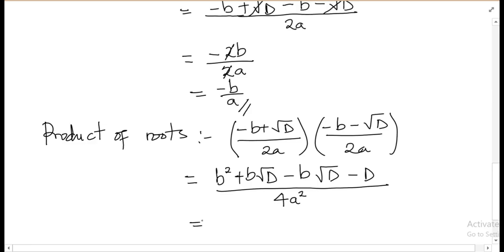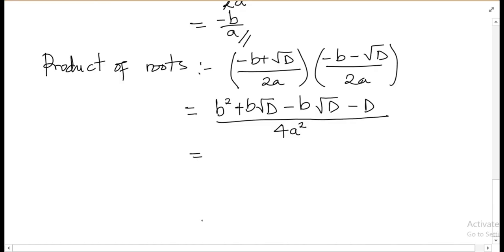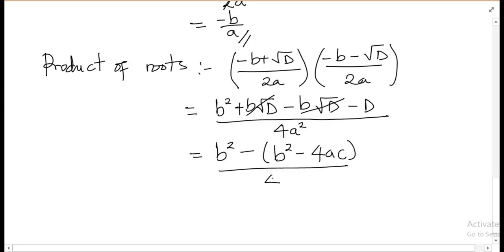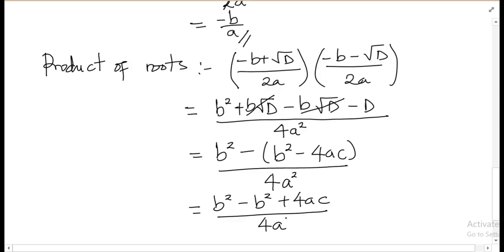Okay, so this will now be equal to b root d minus b root d is 0. So we have b squared minus d. And what's our d? Our d is the discriminant. Let's bring back the discriminant, which is b squared minus 4ac, all over 4a squared. So we expand that and have b squared minus b squared, minus times minus is plus 4ac, all over 4a squared.